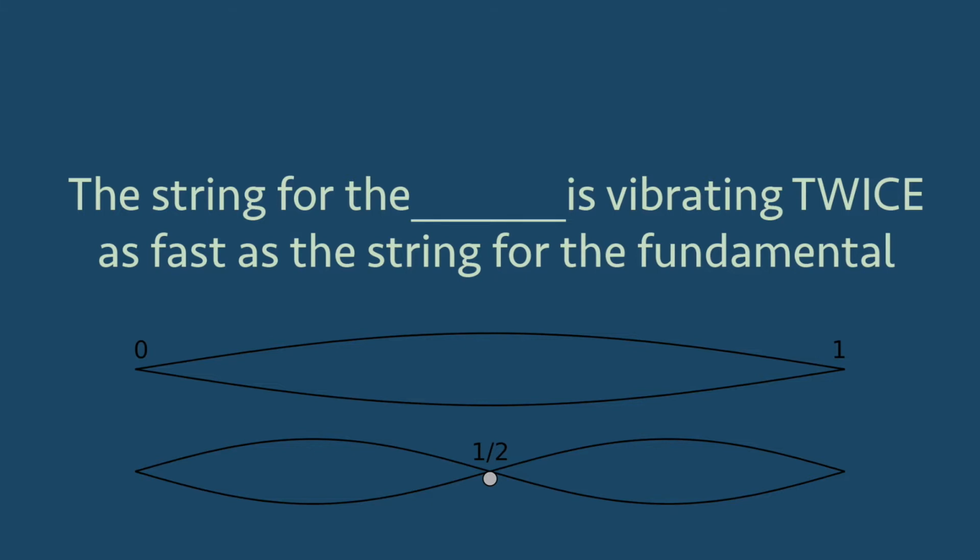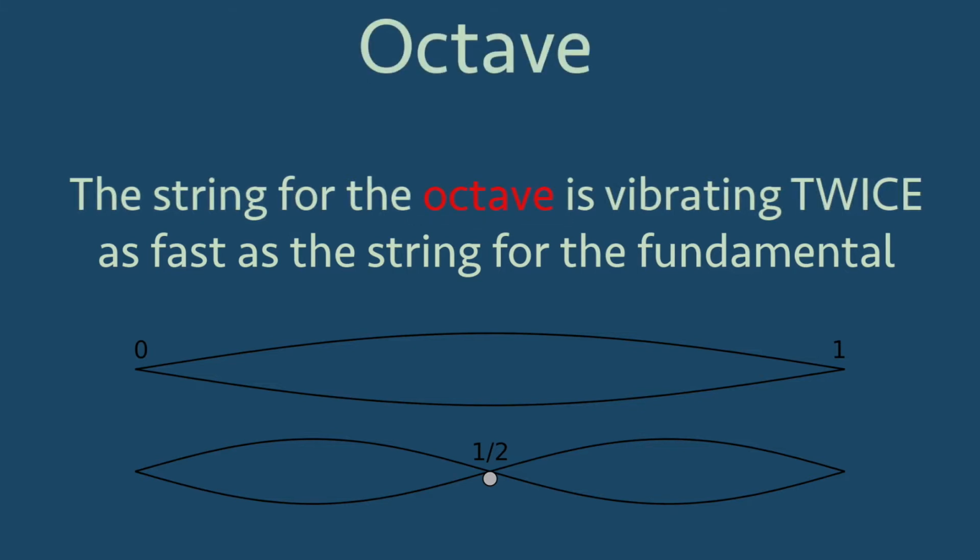The second sound is twice the frequency of the first. The word that relates to this, though, does not have to do with the number 2. In fact, the word is octave, whose prefix is oct, which relates to the number 8.